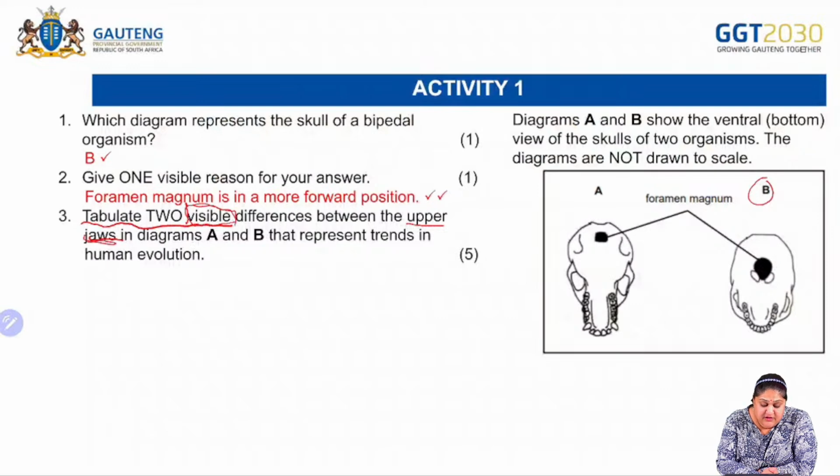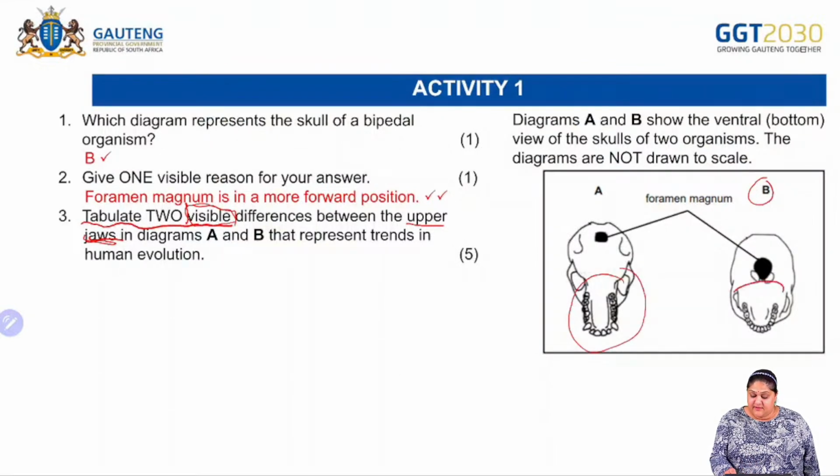Okay, the upper jaws. So you cannot just talk about anything. When you are doing this, you need to talk about the visible differences in this diagram with the jaws. So we are looking at this and we're looking at this. Here you can't talk about craniums, and you're not going to talk about the spine. You're not going to talk about any of the other differences that I told you. You're going to tabulate two visible differences between the upper jaws of diagram A and diagram B. Okay. That represent trends in human evolution.